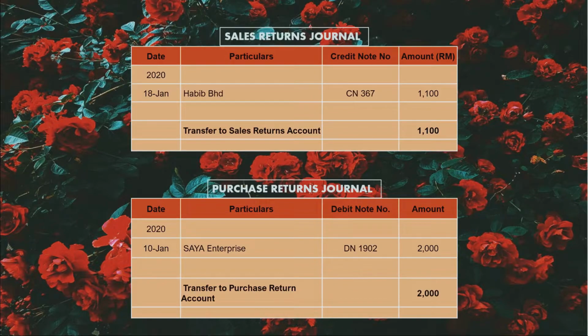Next is sales return journal. On 18 January, Habib Berhad returned some inventory to the business, which amounted to RM 1,100. This transaction was recorded under the sales return account with the amount of RM 1,100. Continue to the purchase return journal. On 10 January, the business made purchase return to Saya Enterprise amounted to RM 2,000. The amount of RM 2,000 was transferred to the purchase return account.